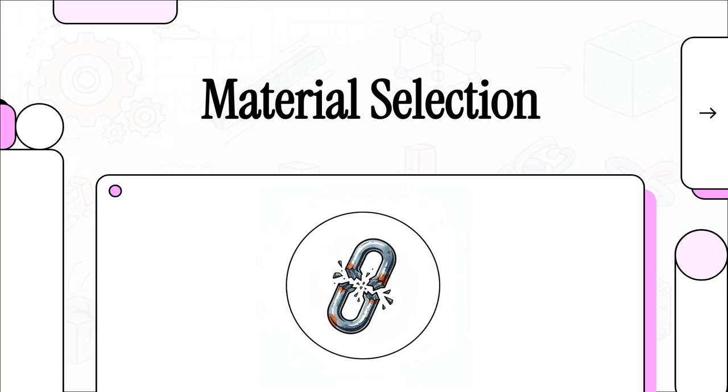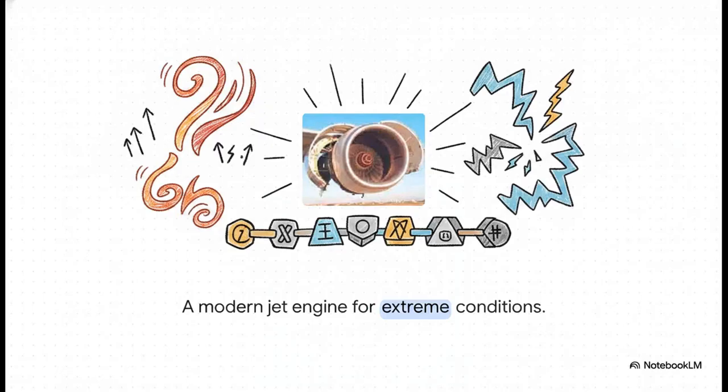Welcome to this explainer. Today, we're looking at a hidden language that dictates literally everything we build: material selection. It's basically a massive matchmaking process where engineers have to pair a specific material with an exact set of physical demands. Get it right, and we conquer the skies. Get it wrong? Well, things literally fall apart. Okay, let's dive into this.